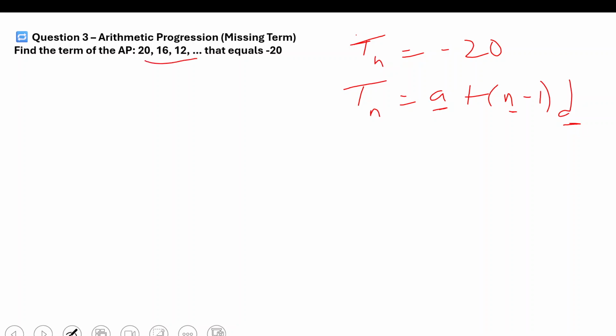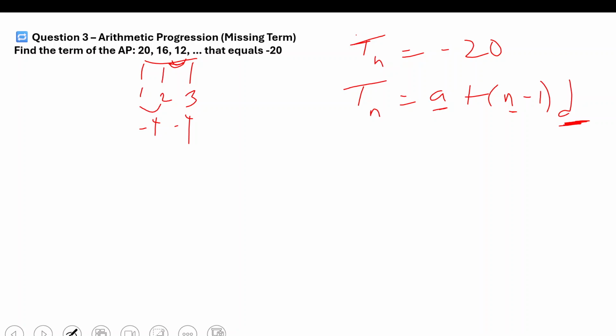You see that the difference between the first and second term is minus 4. Note that when you are getting the difference, you are subtracting the lower term from the upper term. The first term is 20, so the difference is 16 minus 20, which gives us minus 4, and 12 minus 16 also gives us minus 4. So the common difference is minus 4.